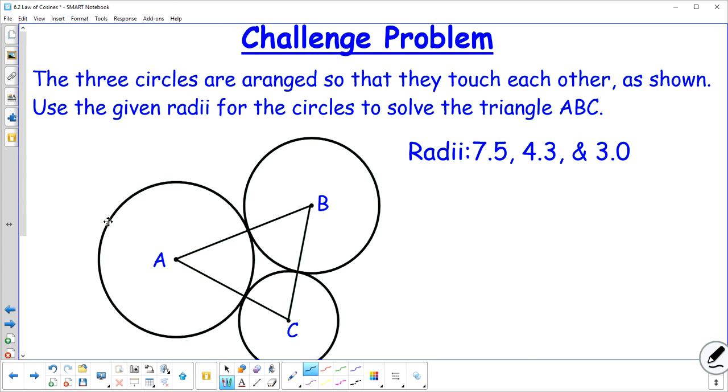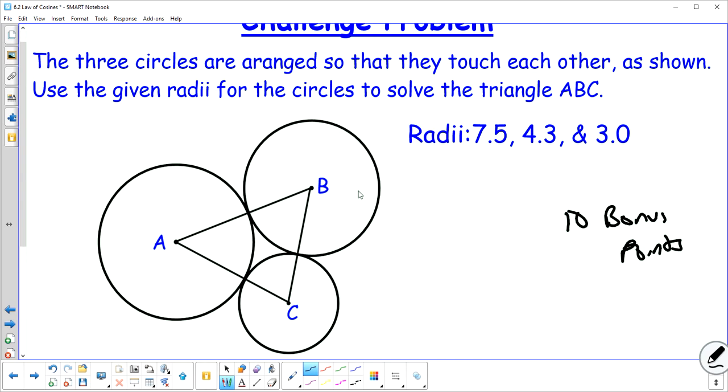So we looked at both case 3 and case 4. If we give you a challenge problem here, so this will be, let's say, 10 bonus points, if you can get this and have it turned in to me at the beginning of the period. You're going to be given 3 circles with centers A, B, and C, and the radii of each circle: one has 7.5, one has 4.3, one has 30. And you're going to try to find the measure. So when we say solve the triangle, you're going to need to find the measure of these 3 angles. Okay, and it's not as simple as just saying that this is A, B, and C. Think about that a little bit.